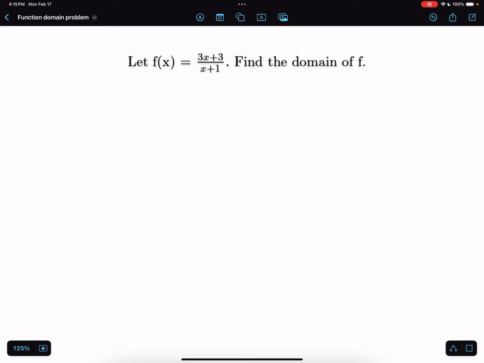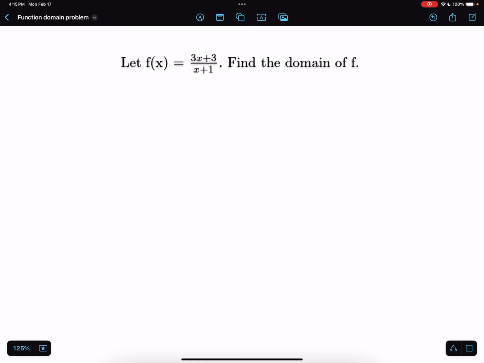In this video, we're going to be solving this question on functions and domains in Algebra 1. The problem statement says, let the function, in this case f, be defined as f(x) = (3x + 3)/(x + 1). Find the domain of f.